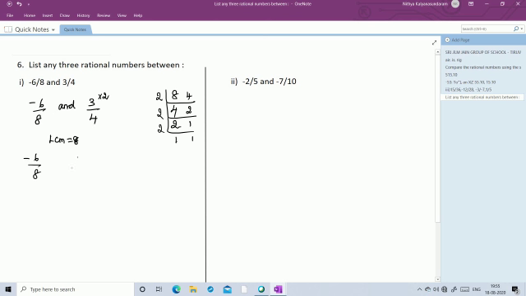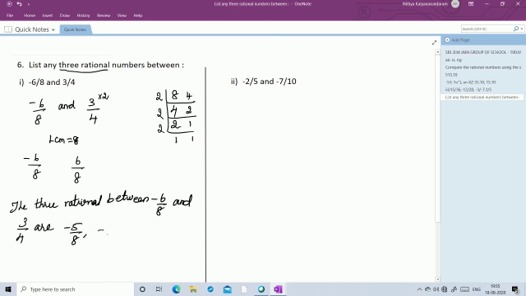So minus 6 by 8 and 6 by 8. In between we want to find only 3 rational numbers. So we have minus 5 by 8, minus 4 by 8, minus 3 by 8, like that till 6. So the 3 rational numbers between minus 6 by 8 and 3 by 4 are minus 5 by 8, minus 4 by 8, minus 3 by 8.